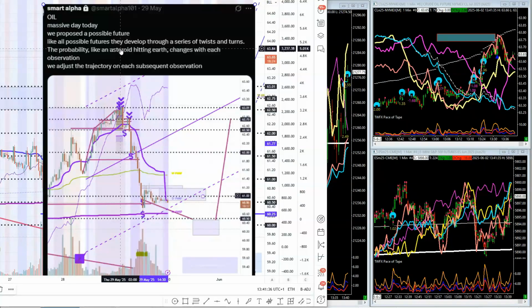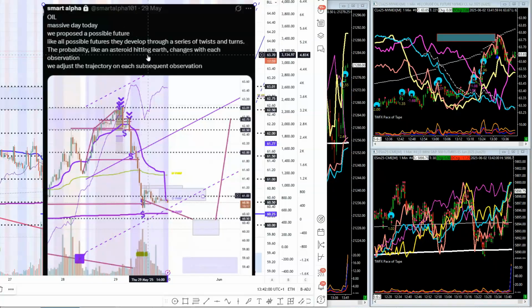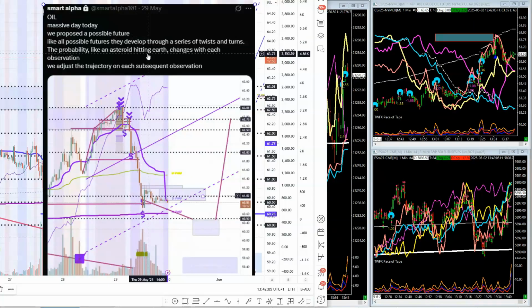Well, trading is very similar to that. This is a possible future, right? That's why we call it a possible future, not a probable future at this stage. We're potentially hours and hours and hours away from a probable future. But like all possible futures, they develop through a series of twists and turns. The probability, like an asteroid hitting Earth, changes every time you observe the situation. Every time you observe the narrative, the probability changes.